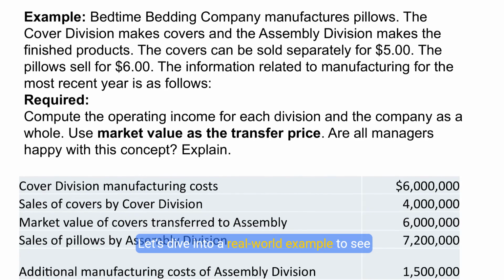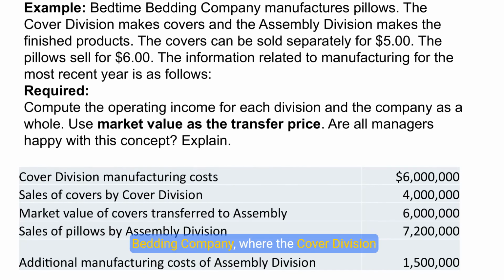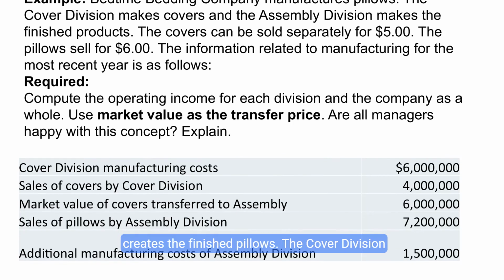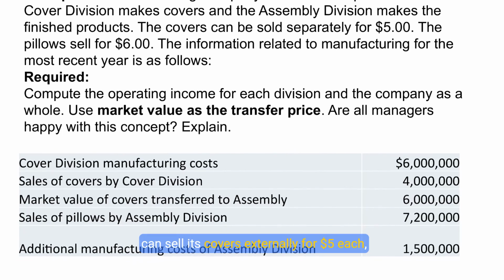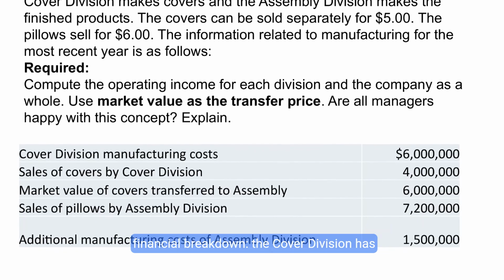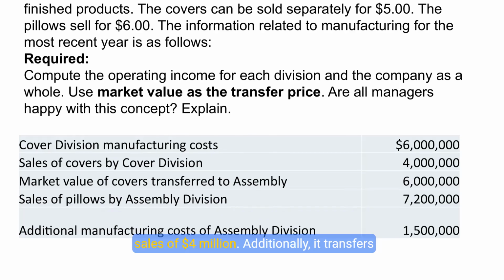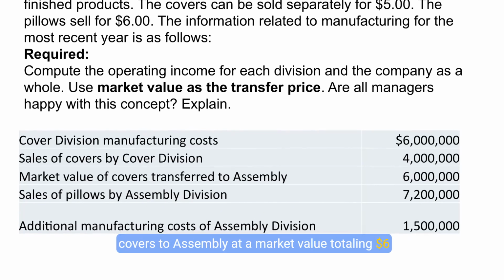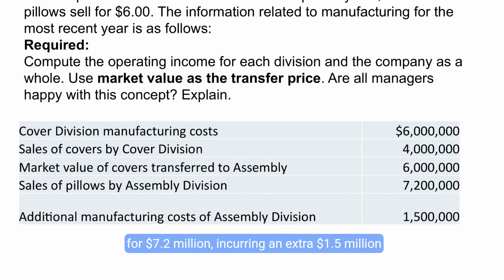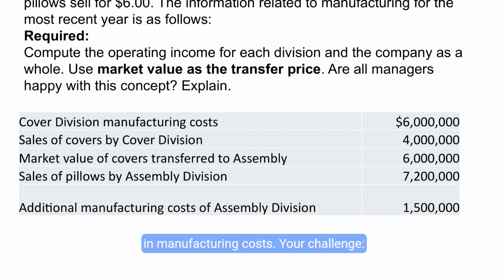Let's dive into a real-world example to see transfer pricing in action. Imagine Bedtime Bedding Company, where the cover division produces pillow covers and the Assembly division creates the finished pillows. The cover division can sell its covers externally for $5 each, while completed pillows fetch $6 each. Here's the financial breakdown. The cover division has manufacturing costs of $6 million and external sales of $4 million. Additionally, it transfers covers to Assembly at a market value totaling $6 million. The Assembly division then sells pillows for $7.2 million, incurring an extra $1.5 million in manufacturing costs.